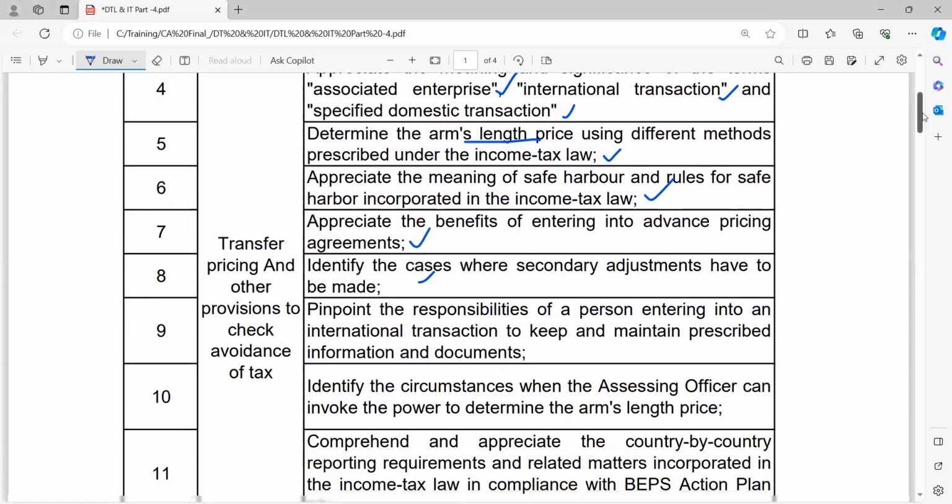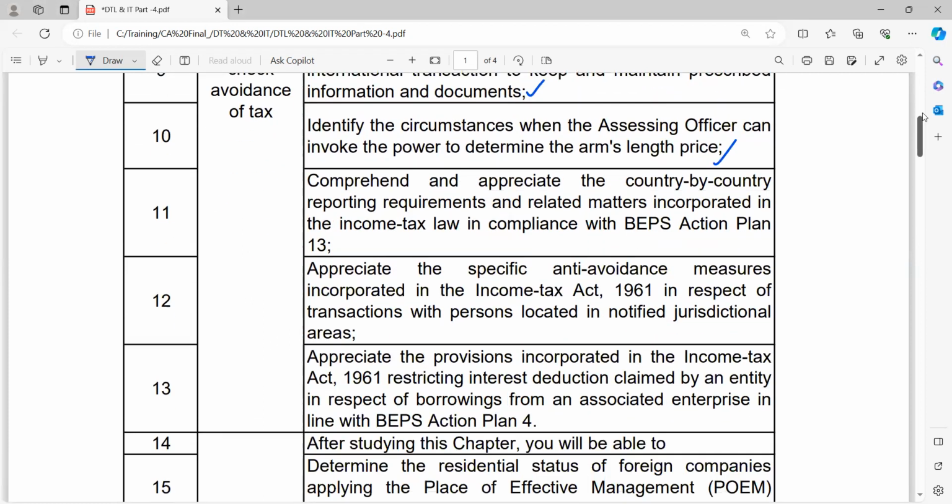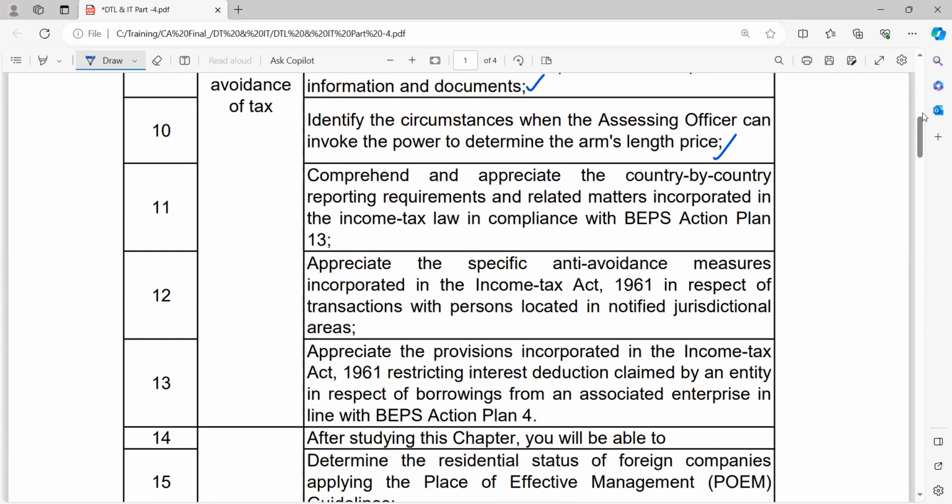You can pinpoint the responsibilities of a person entering into an international transaction to keep and maintain prescribed information and documents. You can identify the circumstances when an assessing officer can invoke the power to determine the arm's length price. Next, you can comprehend and appreciate the country by country reporting requirements and related matters incorporated in the income tax law in compliance with BEPS Action Plan 13.